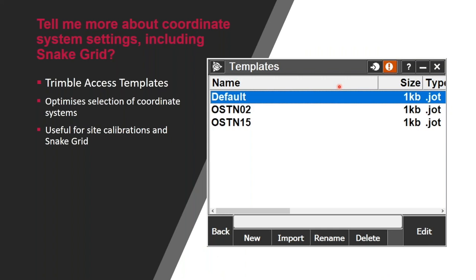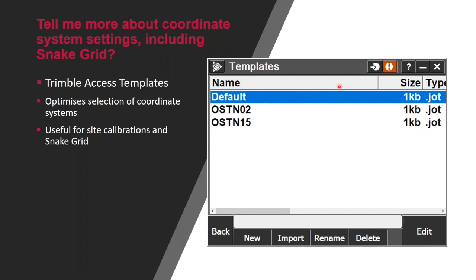Let's talk a little bit about templates. To optimize the selection of coordinate systems when creating a job, an Access template is really the best thing to use, which means it's really quick and easy to select the correct coordinate system for a job. Now, we typically set up 3 templates before a controller leaves us. We've got default for a scale 1 grid coordinate system, OSTN02, and then OSTN15 for use with National Grid in the UK at least.